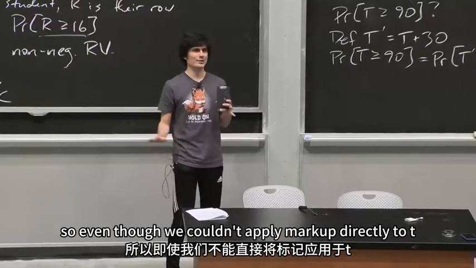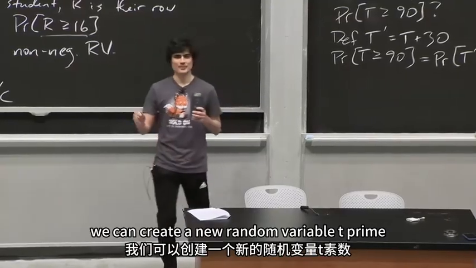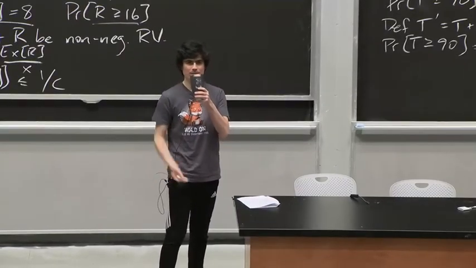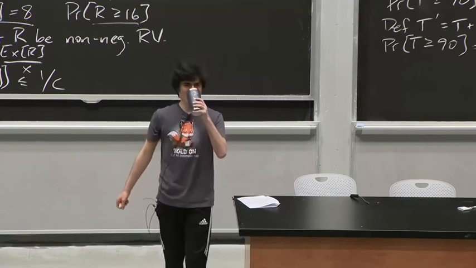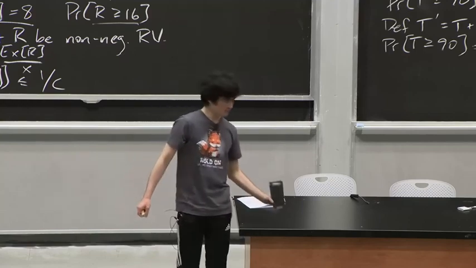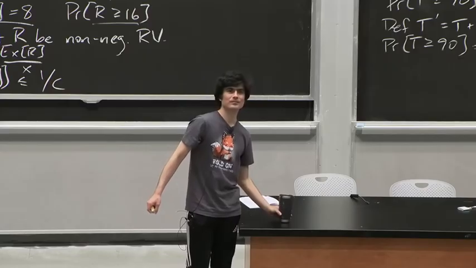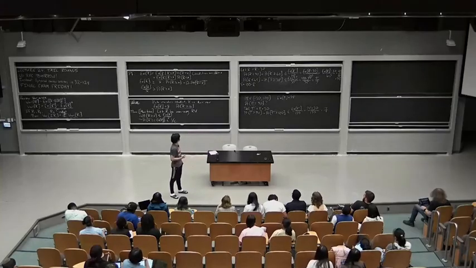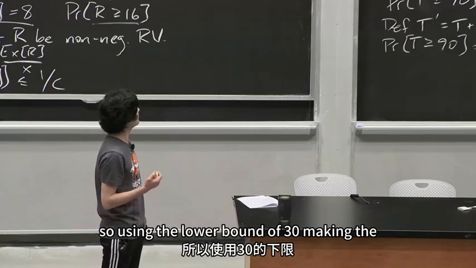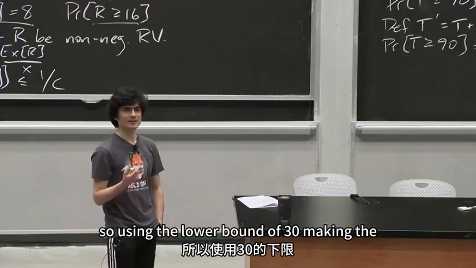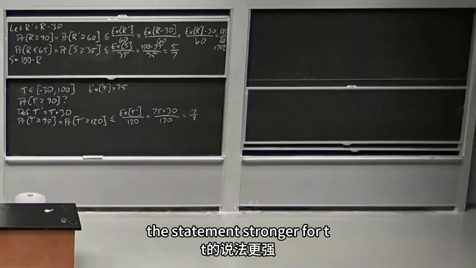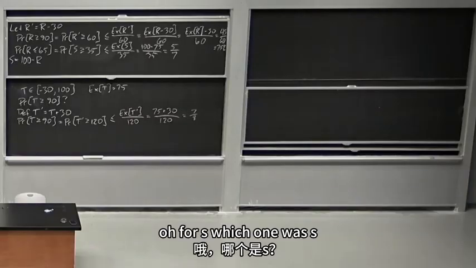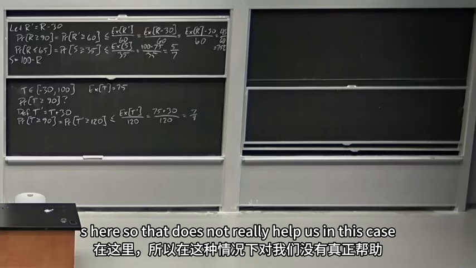So even though we couldn't apply Markov directly to t, we can create a new random variable t prime to which Markov does apply. Yeah? Same question as before about 30 being the lower bound to make our statement any stronger for S. So using the lower bound of 30, making the statement stronger for t? For S. Oh, for S. Which one was S? S here?